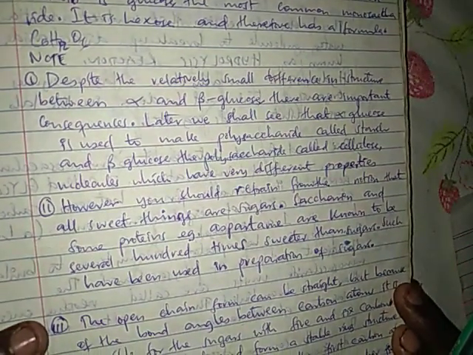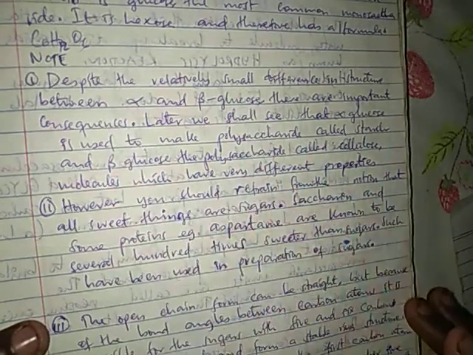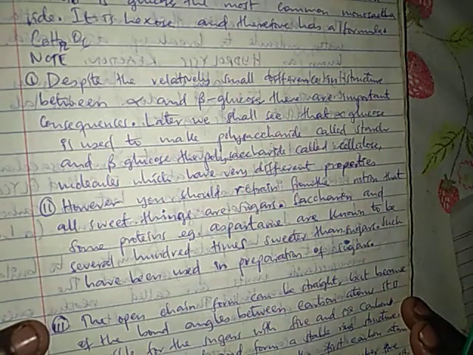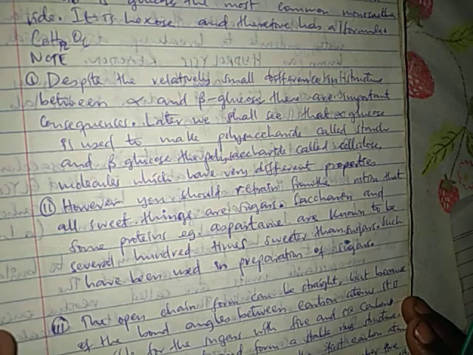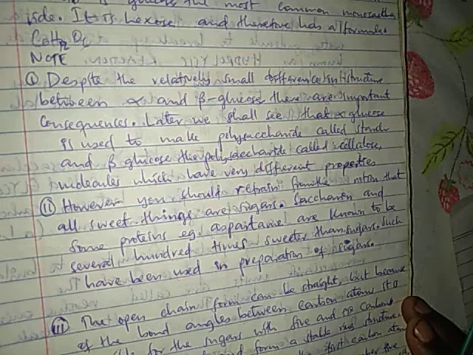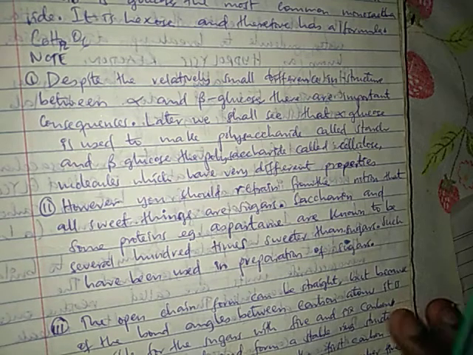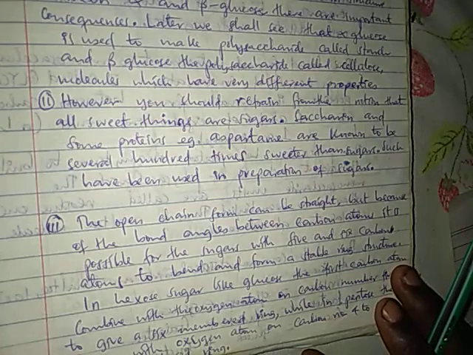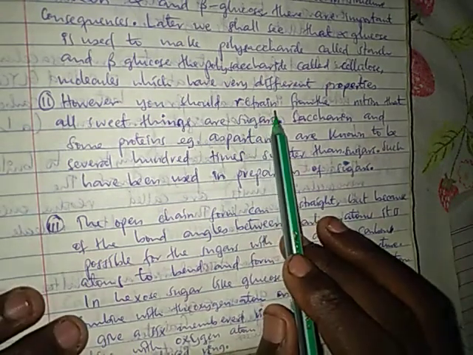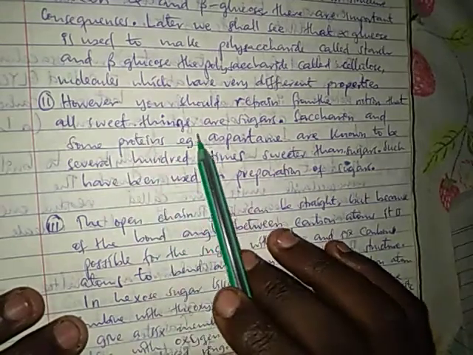Now there are a few points to note here. Despite the relatively small difference in structure between alpha and beta glucose, there are important consequences. Later we shall see that alpha glucose is used to make the polysaccharide called starch and beta glucose the polysaccharide called cellulose. These molecules differ in properties and even in their functions. So the difference between alpha and beta glucose is very small, but that small difference makes a large difference in their combination. The second point to note: you should refrain from the notion that all sweet things are sugars.